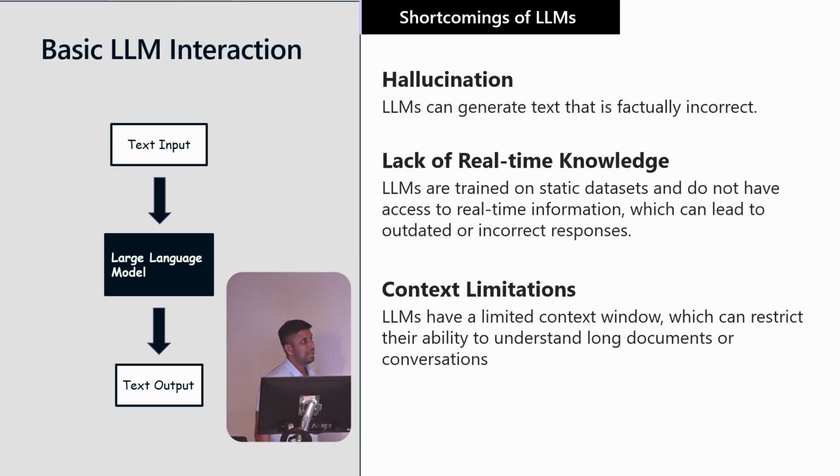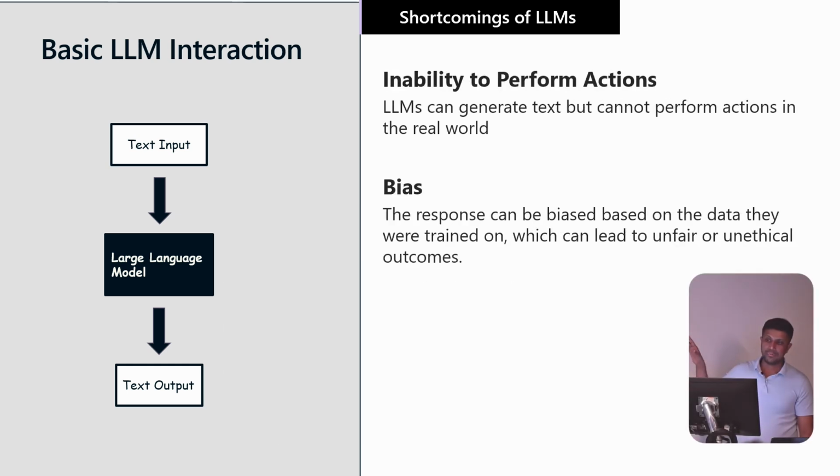While we were working on these applications, we also found some shortcomings. Things such as hallucination, where it cannot always generate factual output, and lack of real-time knowledge, because they have been trained on static data, so they may not give you the most recent and accurate information. Context limitations is where you can work with a model, but there is a limit to how much data it can process and output. When you're dealing with large documents, you may have some limitations. There are techniques to go around this, but these are the issues that you would face when working with the model.